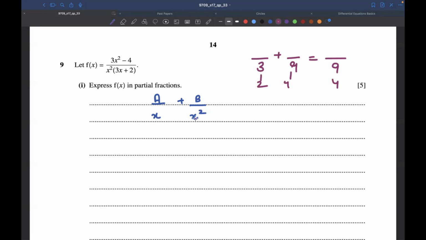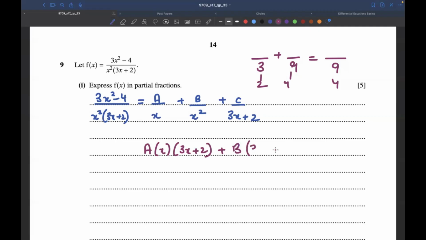So we'll get x and x square, and we also have 3x plus 2, so we can write it as plus c upon 3x plus 2, and that will be equal to our function 3x square minus 4 divided by x square into 3x plus 2. Now applying LCM, a has x only in the denominator, so we'll multiply a with x and 3x plus 2. b has x square in the denominator already, so we'll just multiply b by 3x plus 2, and c will multiply by x squared. And now we'll compare it with the numerator, which is 3x square minus 4.